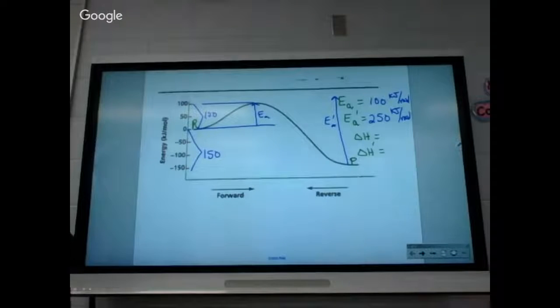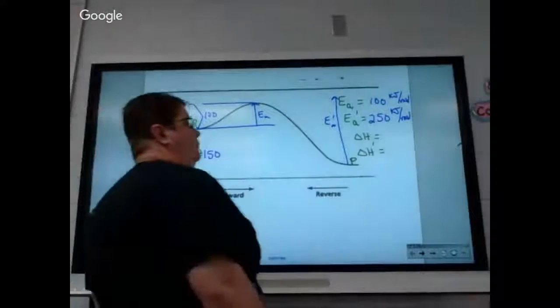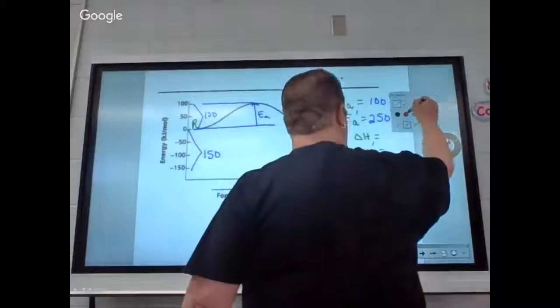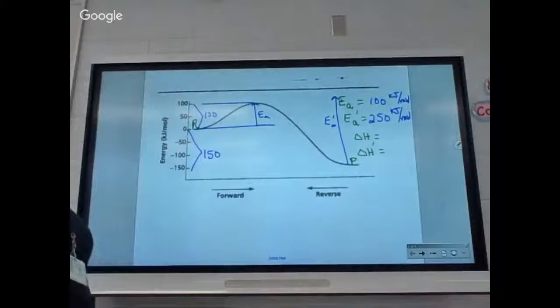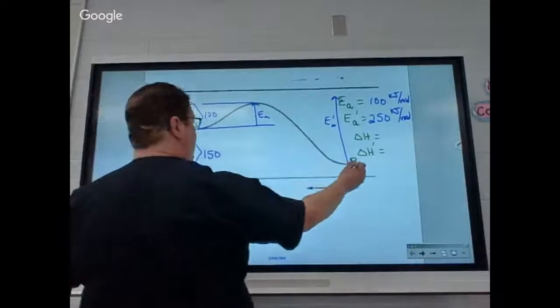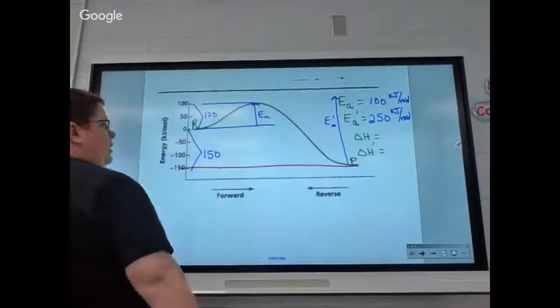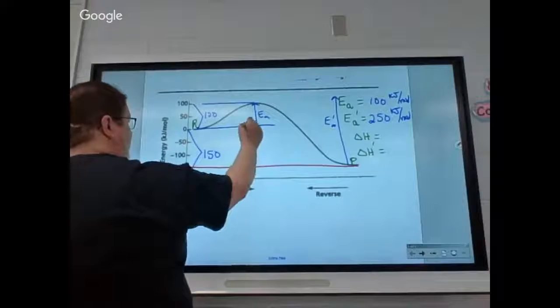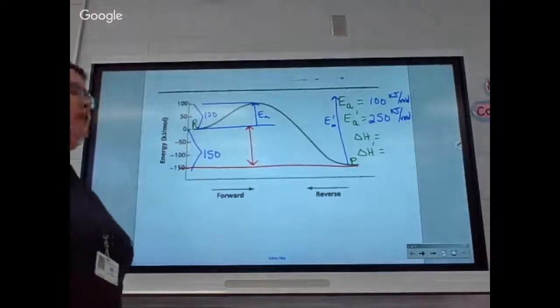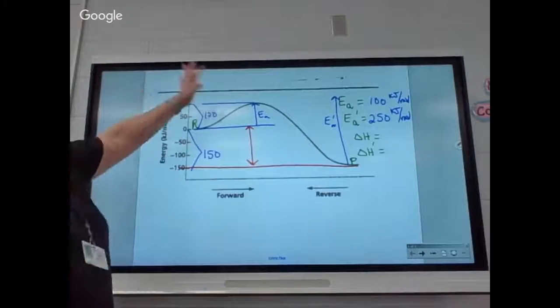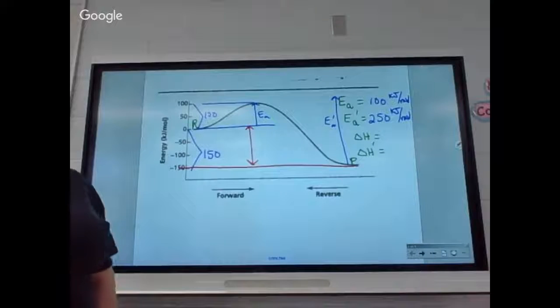So, for delta H, we go from where to where? You go from something to something. Yeah, I know I go from something to something. What's the something to something? It's the products minus the reactants. All right, so the products are at what number? So we go from the reactants to the products. Now, before we even figure out the number, what can you tell me about this reaction? Is it endo or exo? How do you know it's exo?